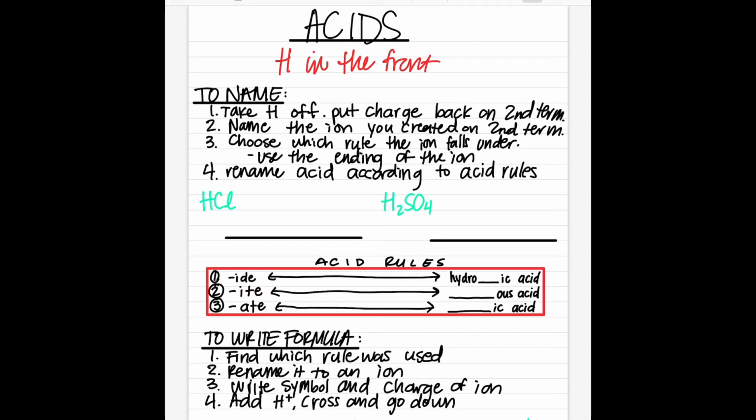Number 2, name the ion that you created on the second term. Number 3, choose which rule the ion falls under, using the ending of the ion. Number 4, rename the acid according to the acid rules.